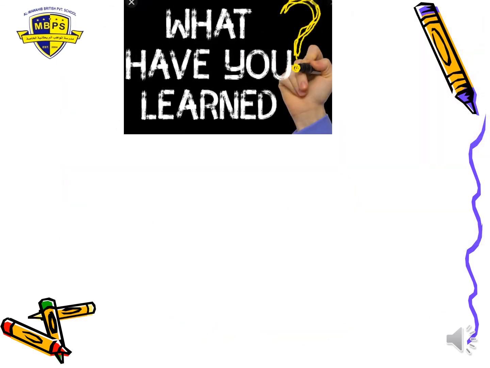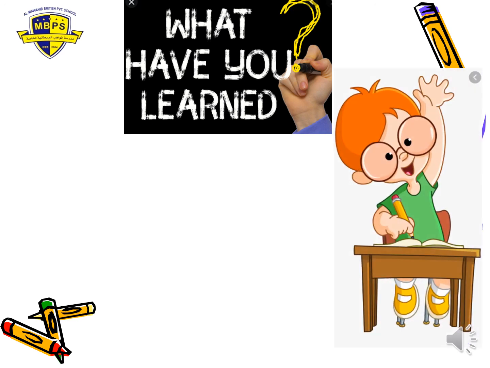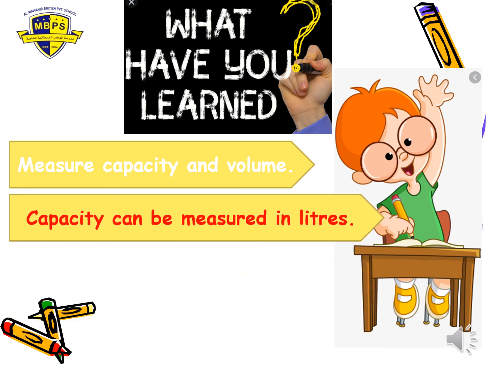What have you learned today? Could you tell me? Who can help me? What have we learned? Grade 1. We learned how to measure capacity and volume. What else? We learned that capacity can be measured in liters. And we find items that are more, less, or equal to 1 liter.